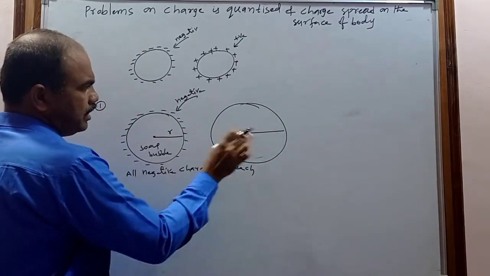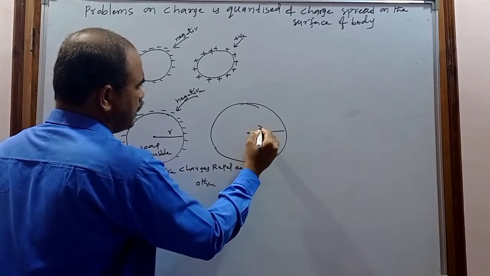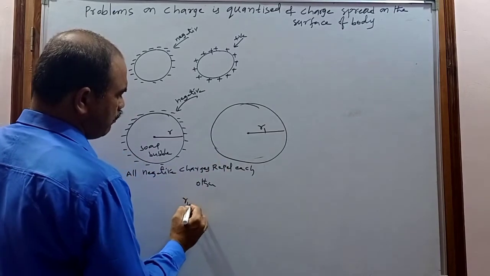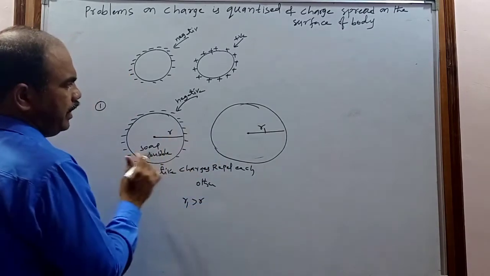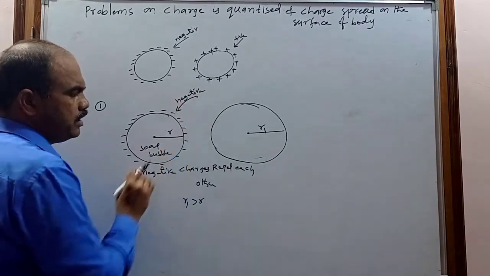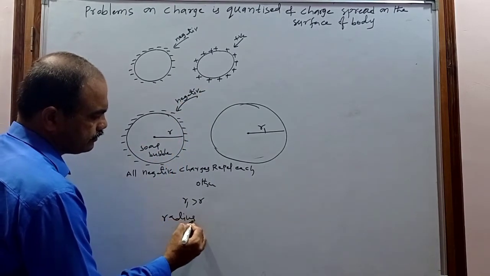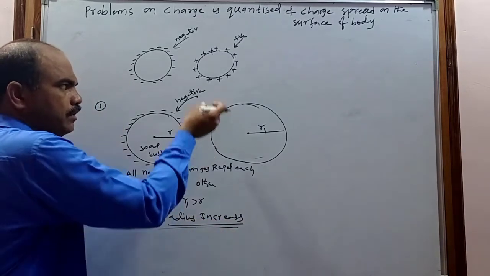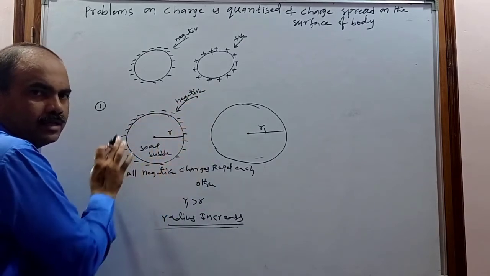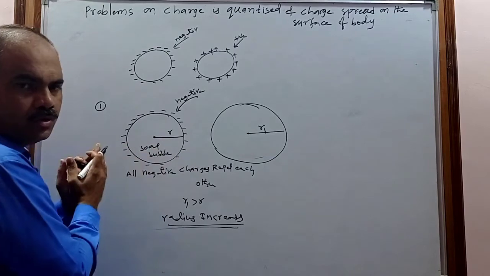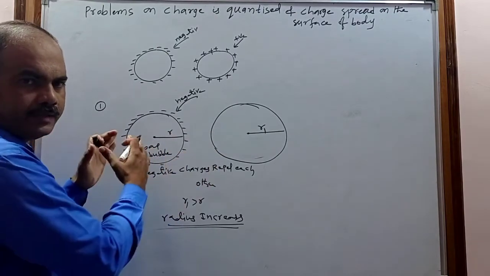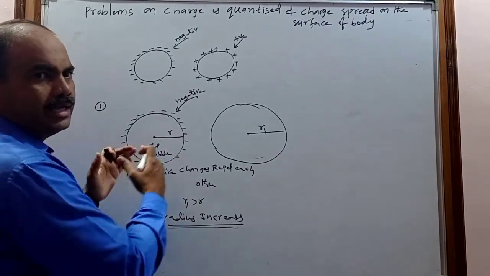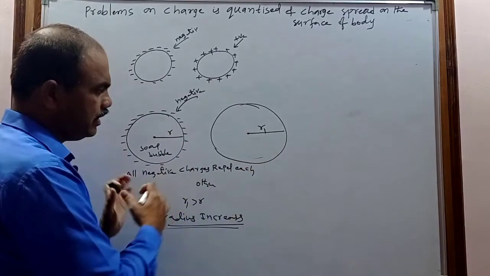So this is before charging. After charging, its radius will increase, and we consider the radius after charging to be R1, so R1 is greater than R. If negative charge is given to a soap bubble, the radius increases. Why? Because the charge is spread only on the surface of the body, the like charges repel, and the soap bubble has the elasticity property, so it can easily stretch. That's why the radius increases.